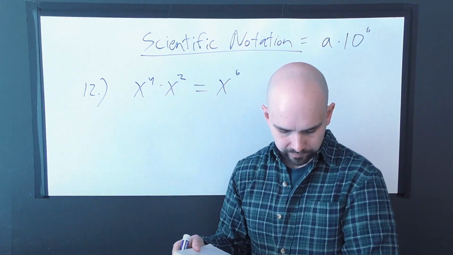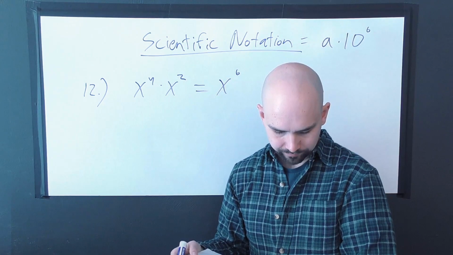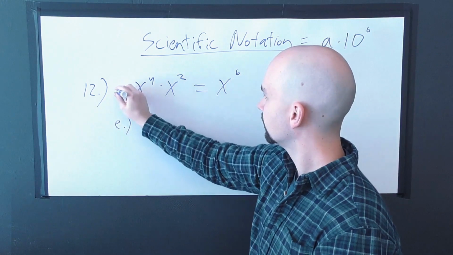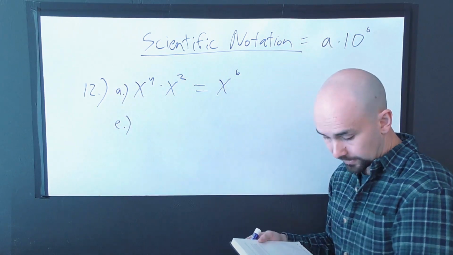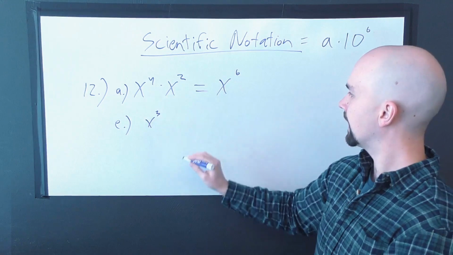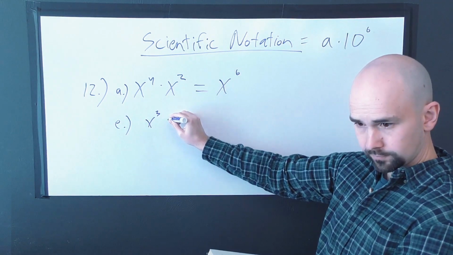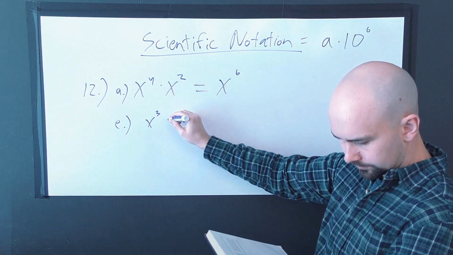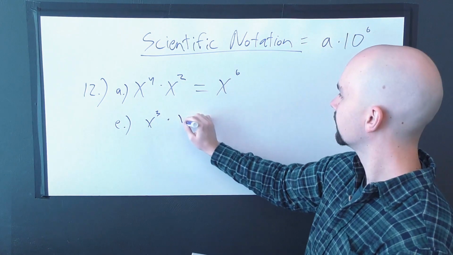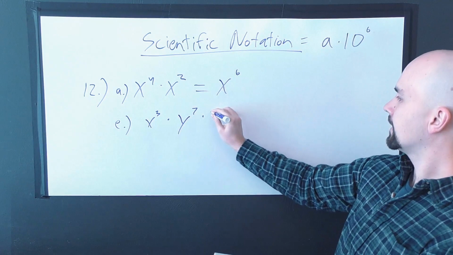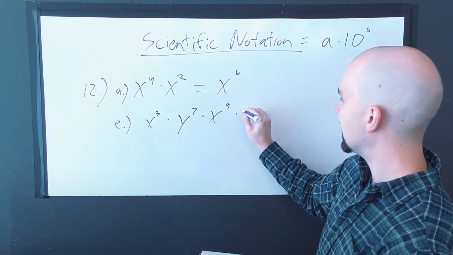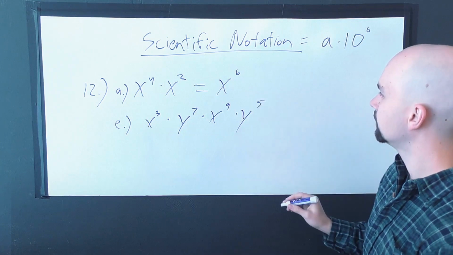All right, let's take a little bit more of a complicated one. Let's say we have letter E. That was A. Letter E. E is x cubed times, let's see, y to the 7th times x to the power of 9 times y to the 5th.